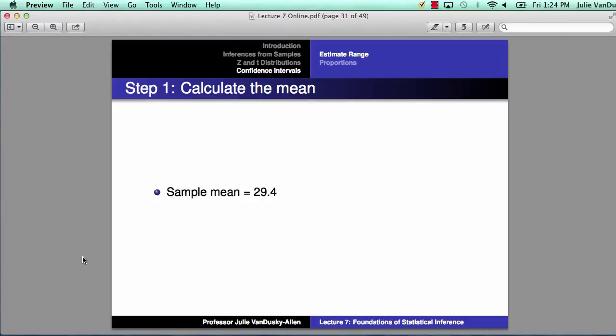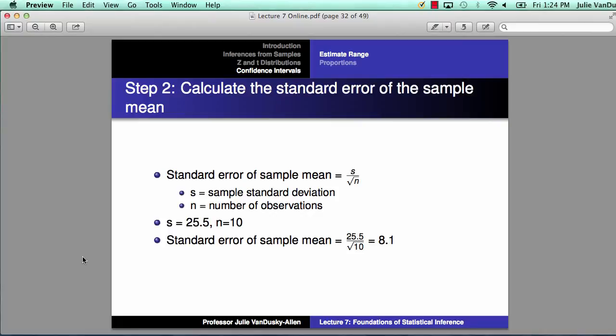The first step in calculating a confidence interval is to calculate the sample mean of the data. The mean of this data was 29.4. Next, you calculate the standard error of the sample mean. To do this, you take the sample standard deviation, which I showed you how to calculate earlier in the lecture, and divide the value by the square root of the number of observations. The sample standard deviation of this data set was 25.5, and the number of observations was 10. So 25.5 divided by the square root of 10 is 8.1.